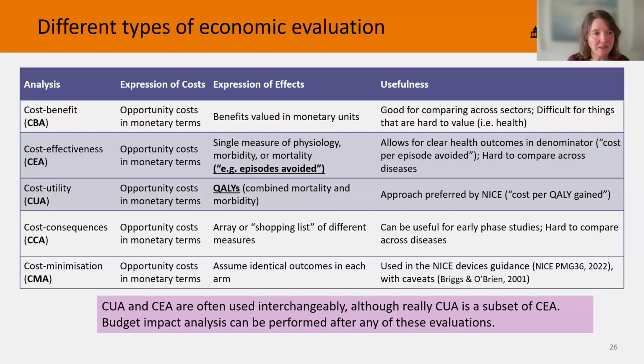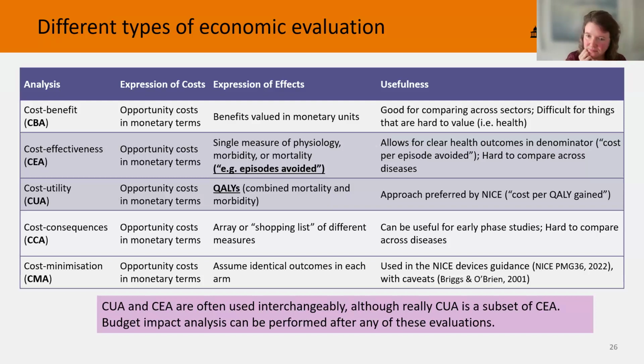So that's fine. And then the last two at the bottom there. Cost consequences is where you don't have a single outcome. You have a bunch of different outcomes. You're interested in all of them, so you would just collect them all and list them all. You don't have a single answer for the effects. You just have a shopping list of different measures. This is really useful in early phase studies and in feasibility studies, where your outcome is how feasible it is. Can you recruit? Can you retain? But you might also have a bunch of other clinical measures or quality of life measures, and you would just capture them all and report them all.